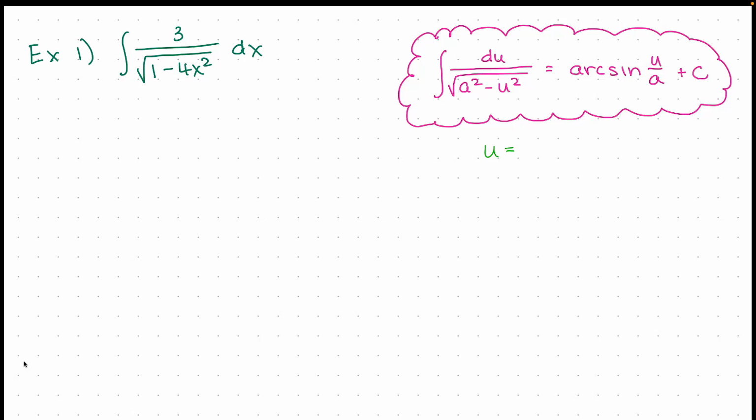Trey. U is not 4x. You're on the right track, but you made it silly. Mason. 2x. Exactly. Because remember, I can think of this as 2x, 1 minus 2x squared inside the radical. Okay, so U is 2x. What is du then?